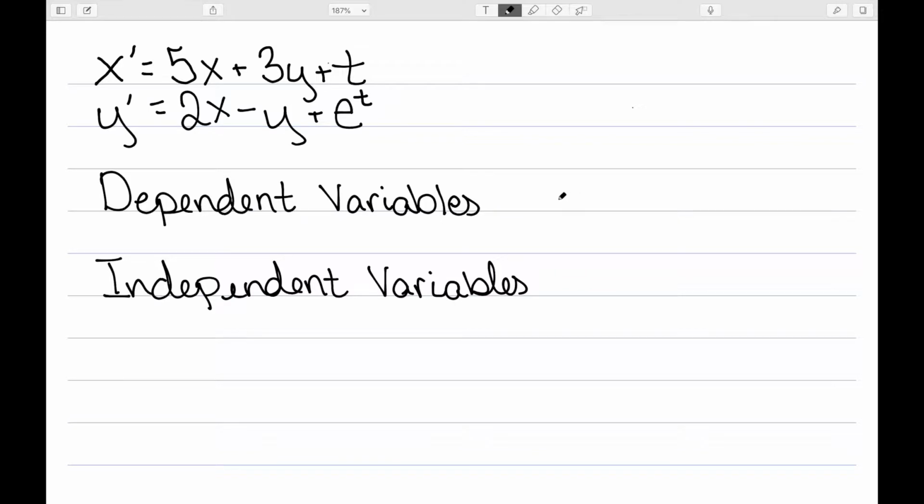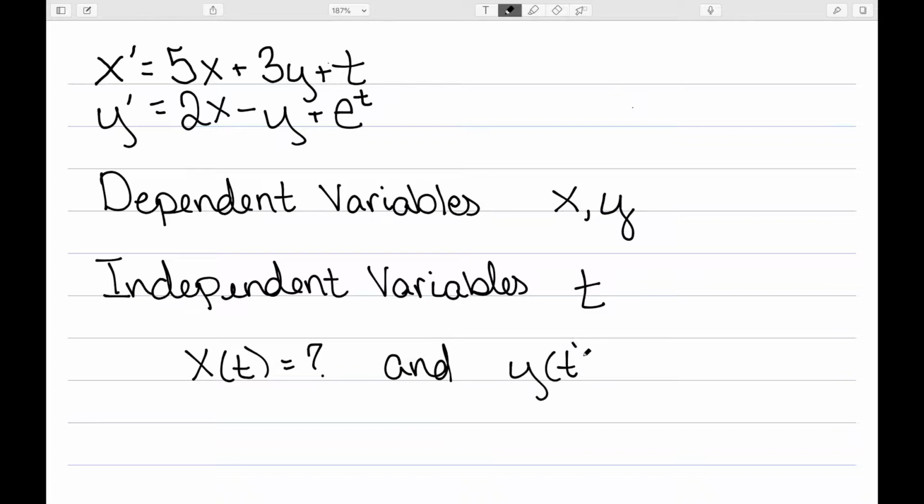If we want to consider our different variables, our dependent variables would be things like x and y, the things we're taking the derivative of, whereas our independent variable will be the t that comes from this t and e to the t. So when we try to find a solution, we want to know x of t is equal to what? And we also need to know y of t is equal to what? So this is our ultimate goal.